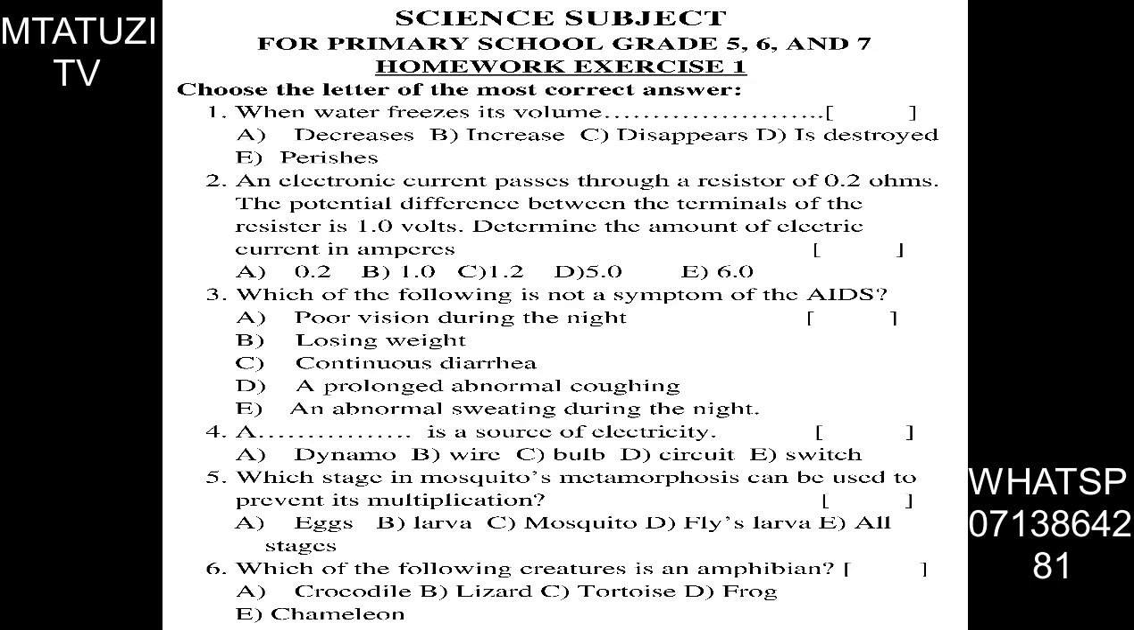The alternatives given here are: A, 0.2 amperes; B, 0.1; C, 1.2; D, 5.0; and E, 6.0 amperes. Which is the correct answer? You have to calculate, choose the correct alternative and put it in the bracket given.